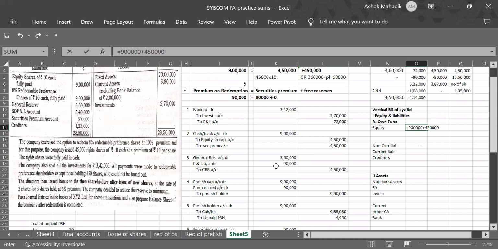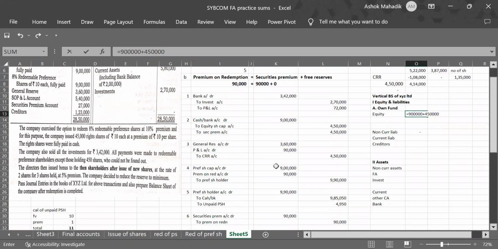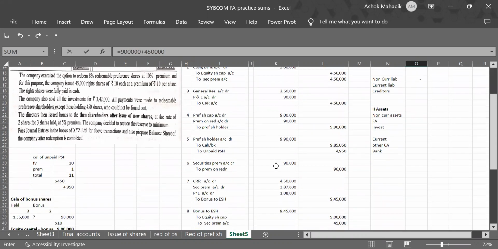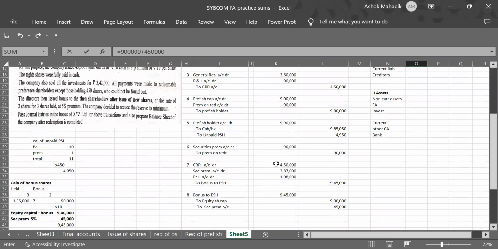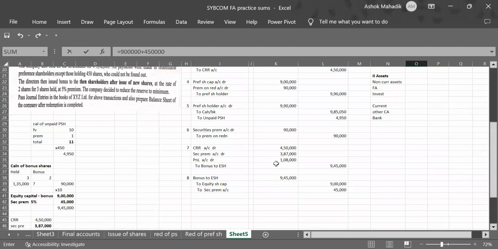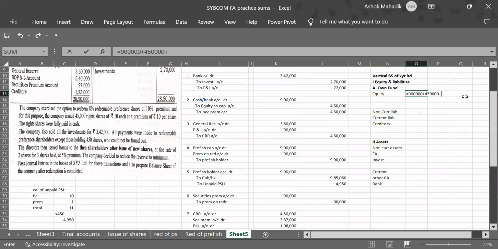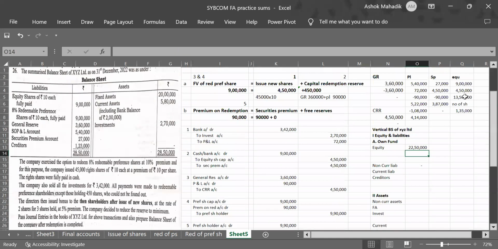Then third, no. Fourth, no. Fifth, no. Sixth, no. Seventh, no. Eighth. In the eighth entry, again, 9 lakh is there. So we have to add that 9 lakh. I'll add here plus 9 lakhs. How much did I get? 22 lakh 50,000.